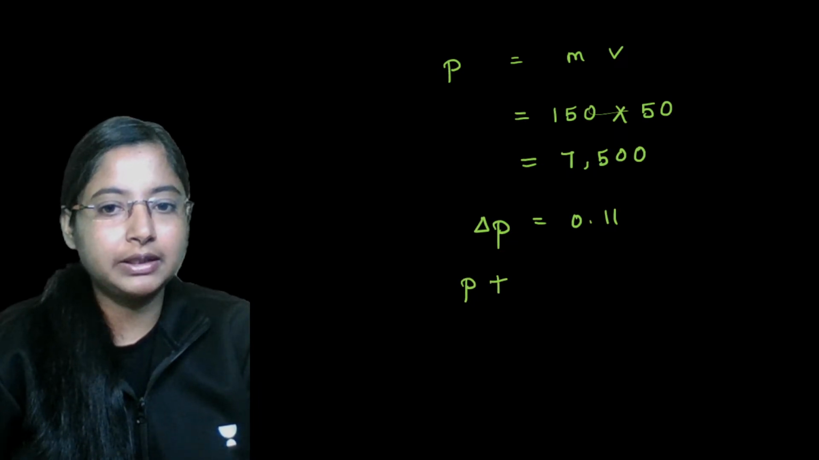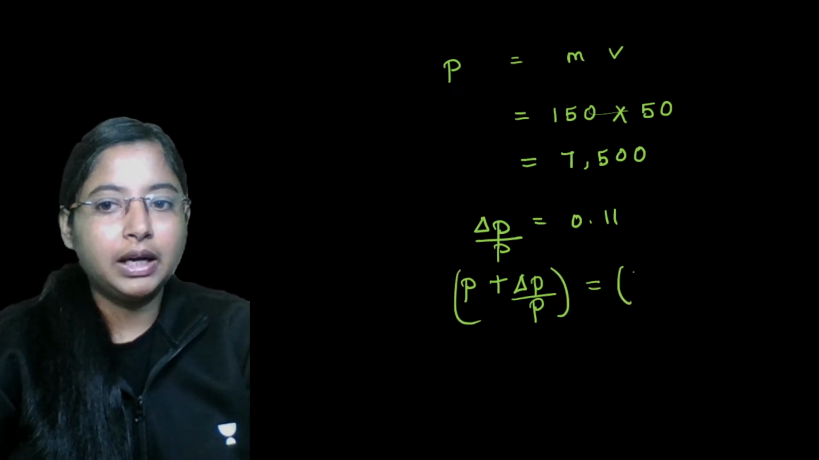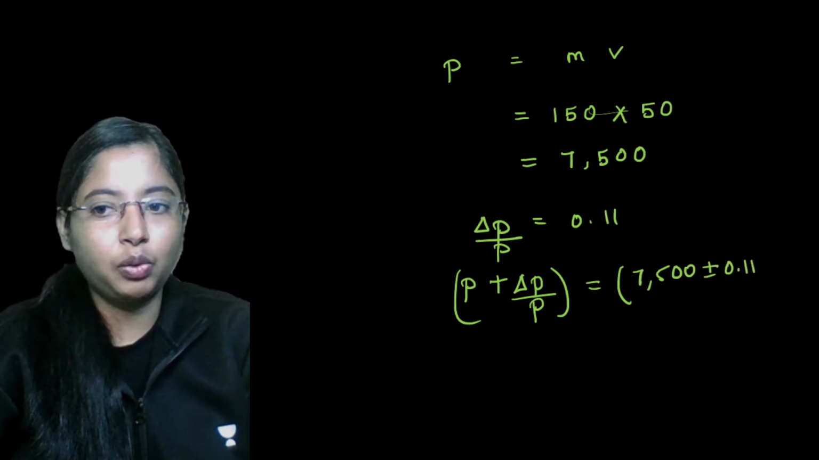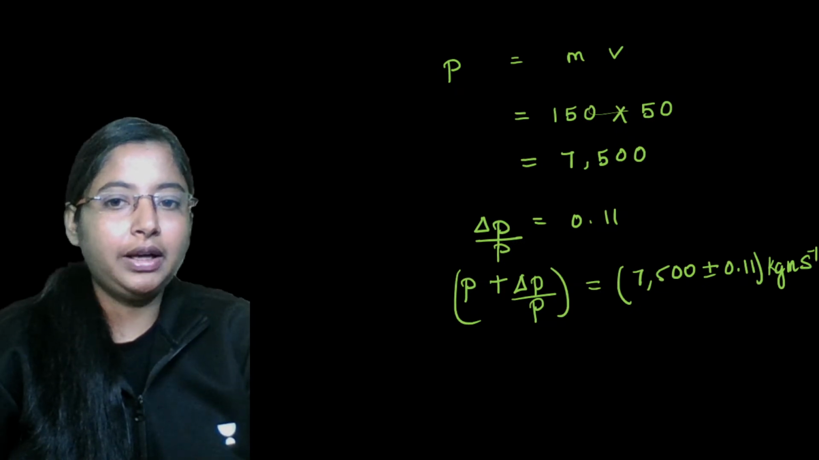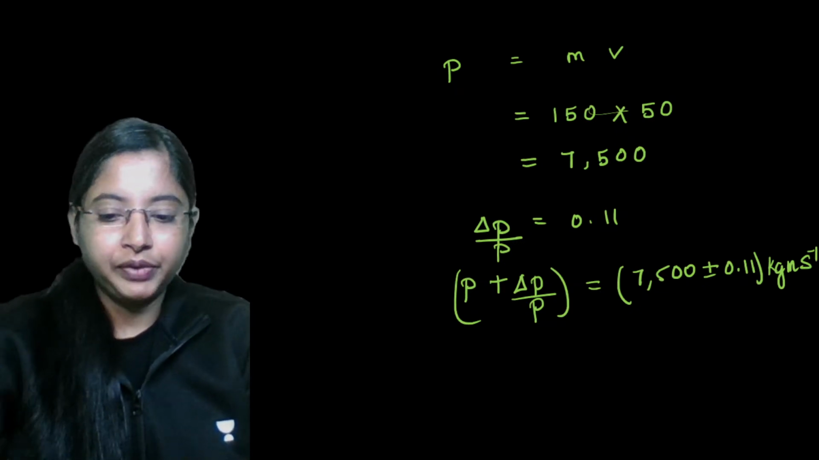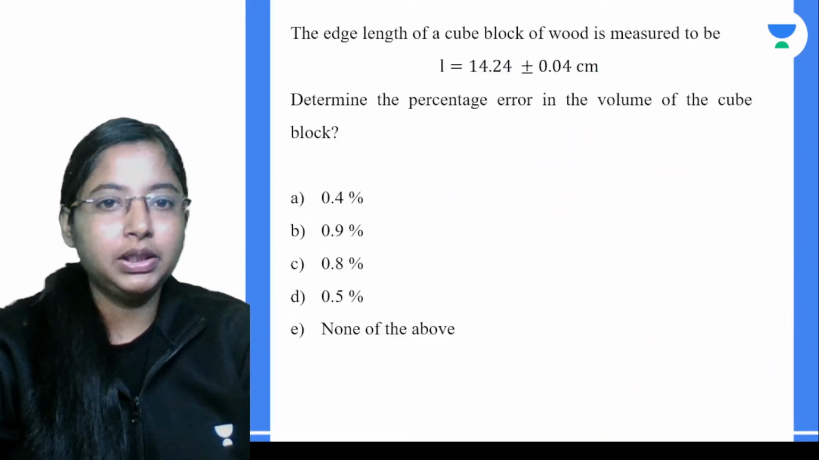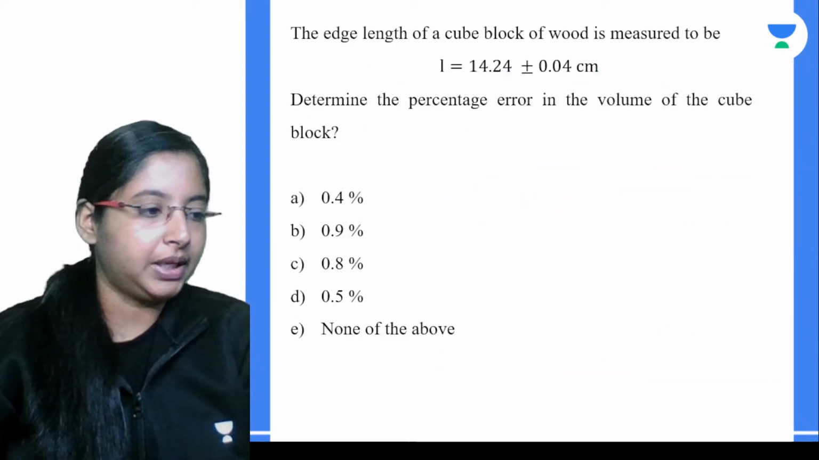How do we express this answer? P plus delta P, right? This is the absolute error. Delta P by P is what we found, that is the fractional error, okay? It is nothing but 7,500 plus or minus 0.11. The unit will be kilogram meter per second. Here what we are finding is the fractional error. Now, let's do one more example as well.